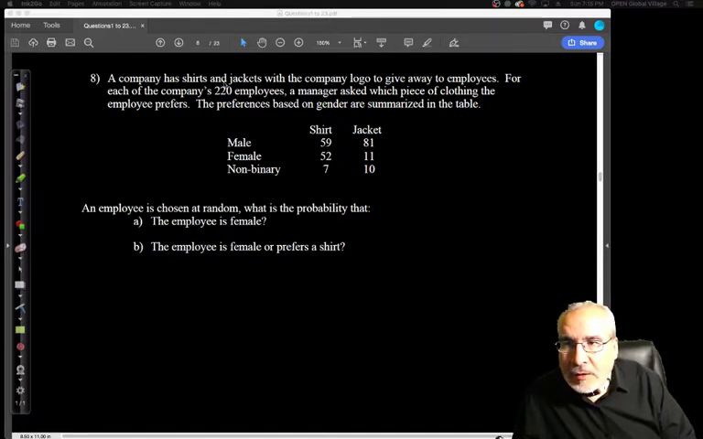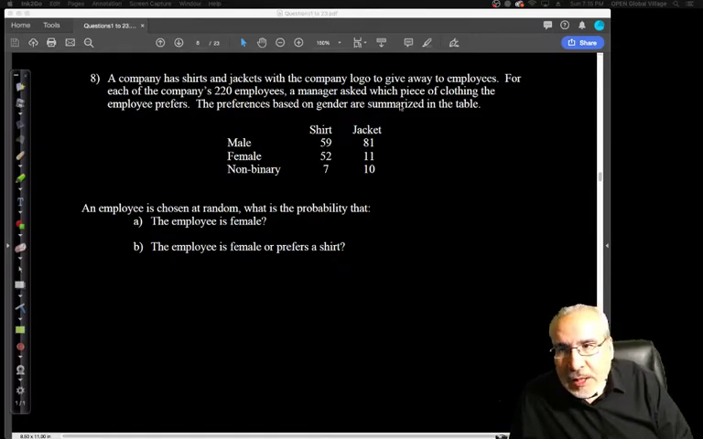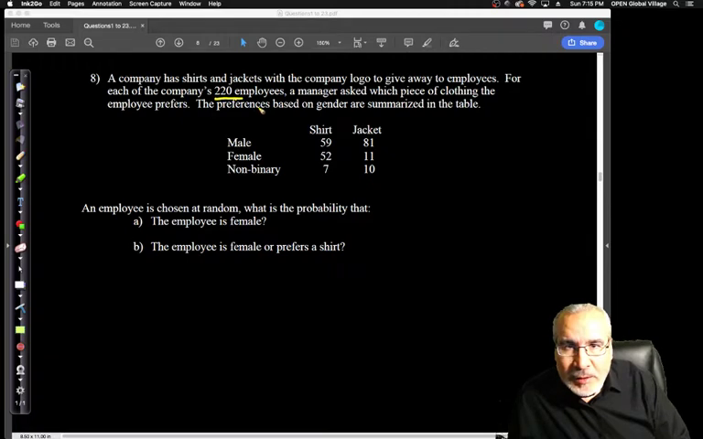What's going on? The company has shirts and jackets with the company logo to give away to employees. That's kind of nice. Always like getting free stuff. We have a total of 220 employees. That's usually important when we've got probabilities, to know the total. The manager asks each which piece of clothing the employee prefers. The preference is based on gender and summarized in the table below. We have male, we've got female, and we've got non-binary genders as well. So let's look at this.